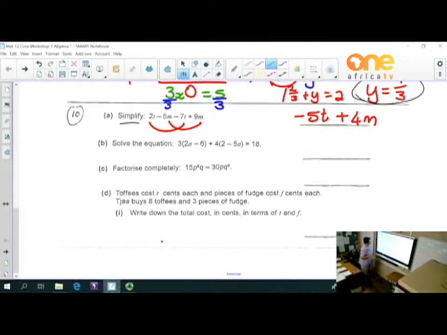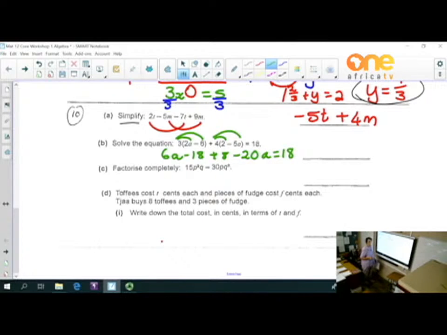The next one is an equation, but we also have brackets, and you remember BODMAS? So I first have to remove my bracket. What's very important is that you multiply it with each term. The same thing here. Multiply it with each term. So if I multiply here now, I'm going to have 6a minus 18. And here I will have 8 minus 20a, which is equal to 18. I first remove my brackets.